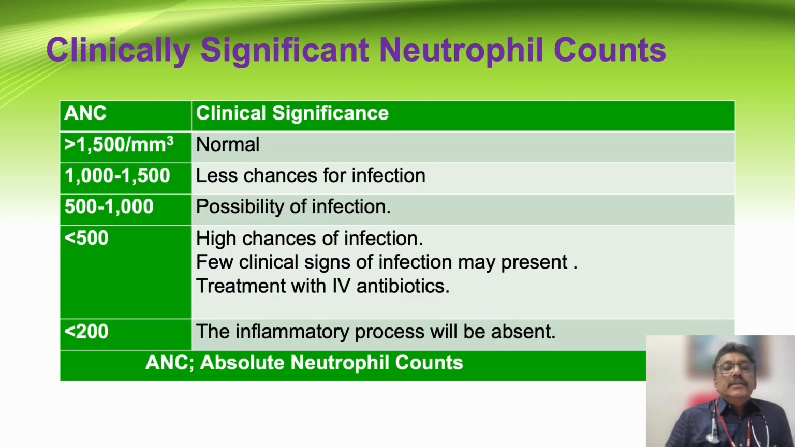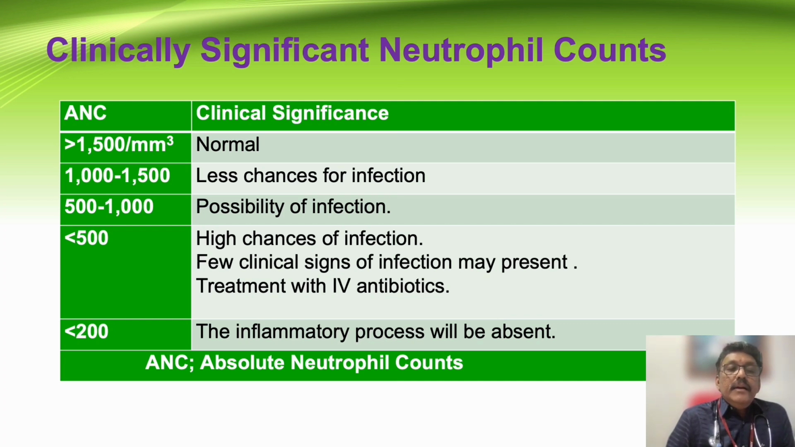Now, clinically significant neutrophil counts: more than 1500 is taken as normal. Even when you have a neutrophil count of 4000 to 11000, if it is less than 4000 also, the patient may not have any clinical features because of neutropenia. So more than 1500, it is normal. 1000 to 1500, less chance for infection, but we have to be very careful. 500 to 1000, there is a possibility of infection. So this type of patient should be isolated. This is called reverse isolation.